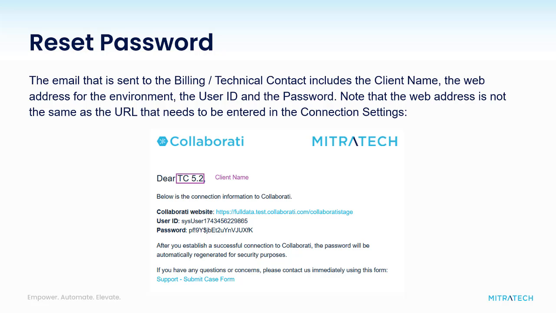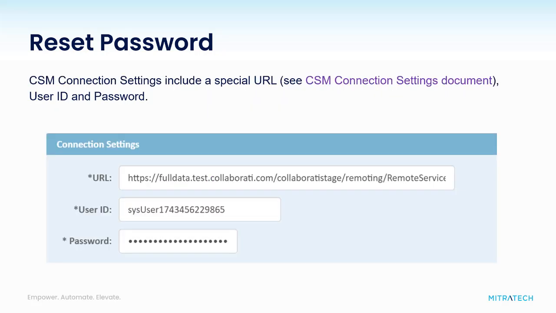An email is sent to the billing or technical contact. It includes the client name, the web address, a user ID, and the password. Note that the web address is not the same as the URL that needs to be entered in the connection settings. The connection settings include a special URL. You'll need to refer to the CSM connection settings document in order to see a list of the special URLs.